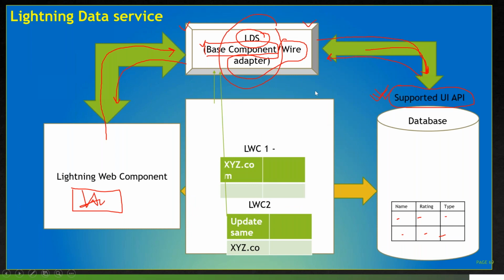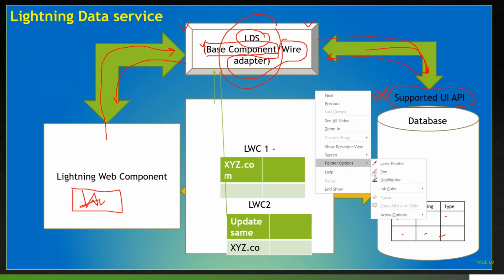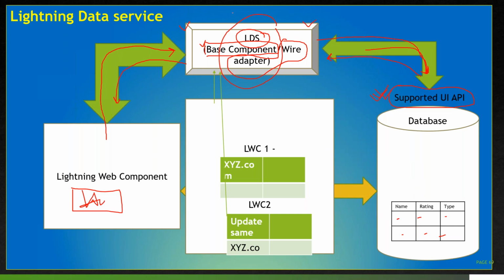Okay, so now whatever data I have is going to be cached, stored on my client side. Secondly, what is going to happen? If I have multiple components on the same page referring to the same set of data, and some change happens in one component, the same set of data is going to be refreshed in the other component. That's the reason we have specified this here.